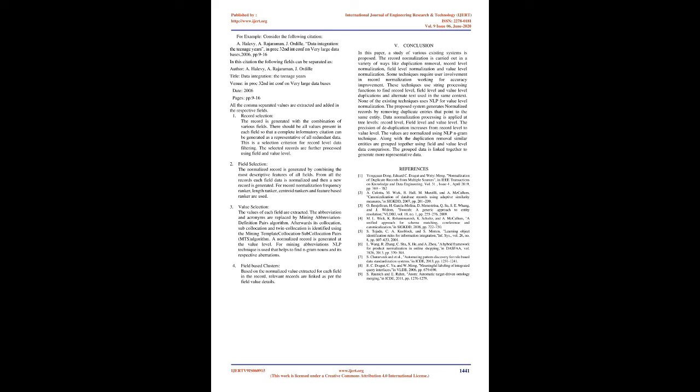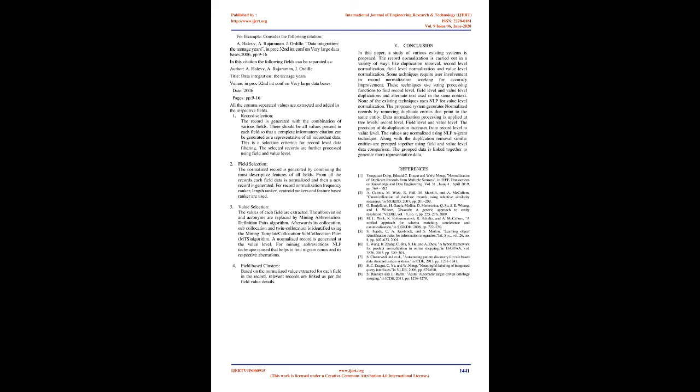3. Value selection. The values of each field are extracted. The abbreviations and acronyms are replaced by the mining abbreviation definition pairs algorithm. Afterwards, collocation, subcollocation, and twin collocation are identified using the mining template collocation subcollocation pairs, MTS, algorithm. A normalized record is generated at the value level. For mining abbreviations, an NLP technique is used that helps to find n-gram nouns and their respective abbreviations. 4. Field-based clusters. Based on the normalized value extracted for each field in the record, relevant records are linked as per the field value details.